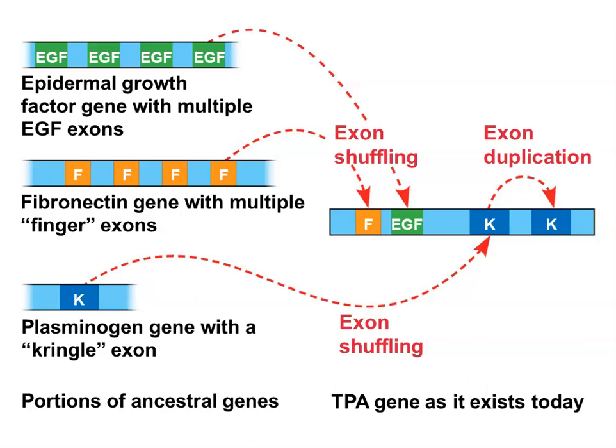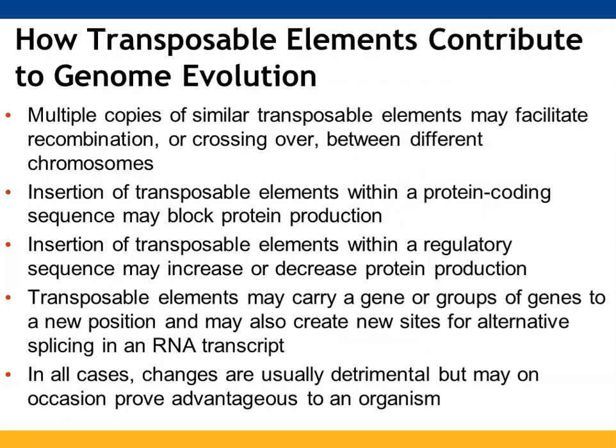So there you see the epidermal growth factor that has multiple exons, the fibronectin gene with multiple finger exons, the plasminogen gene with a kringle exon. Those are all portions of your ancestral genes, and now we have the TPA gene where we have both exon shuffling and exon duplication occurring.